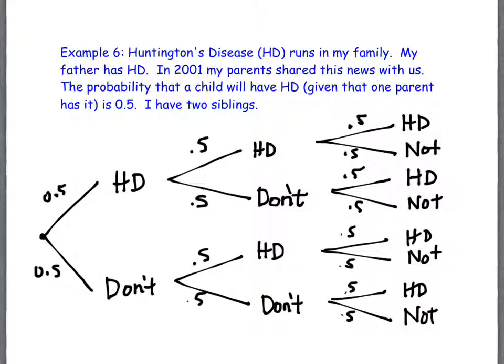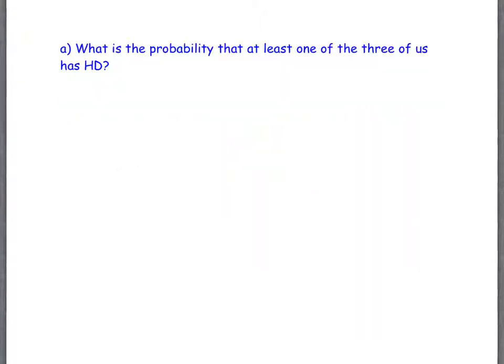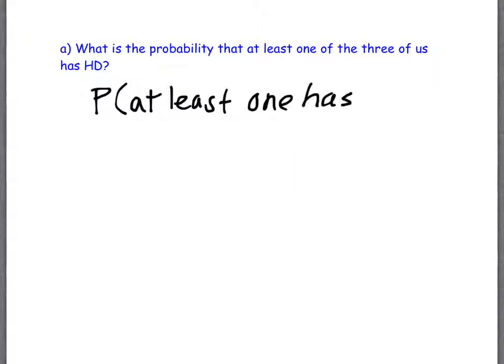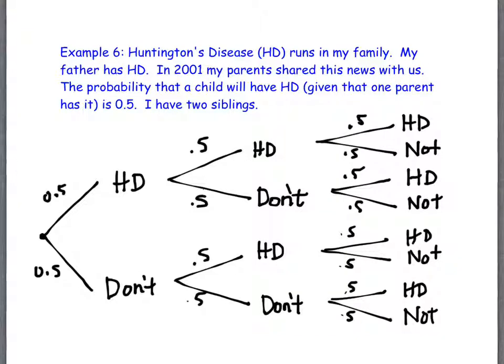Okay, has everybody got that sort of filled in? All right, so the first question we're going to look at is the probability that at least one of us has the disease. So I'm going to write that down in a little bit of math notation. This is the probability that at least one has it. Now, one way to do that is to go back to this diagram and highlight every branch on it where somebody has Huntington's disease. There's an easier way to do that problem too.